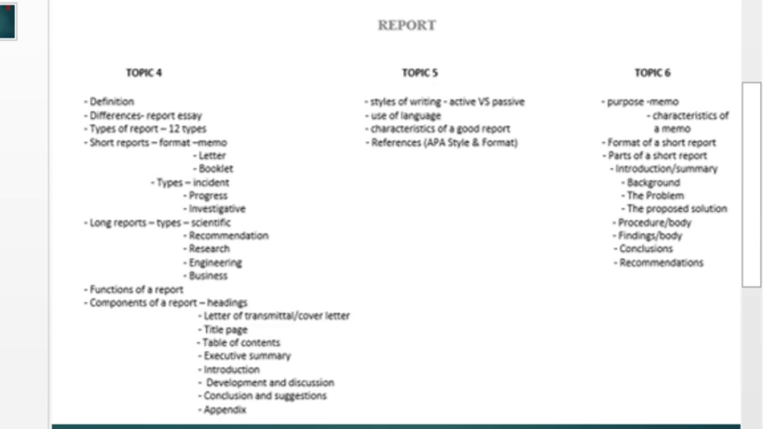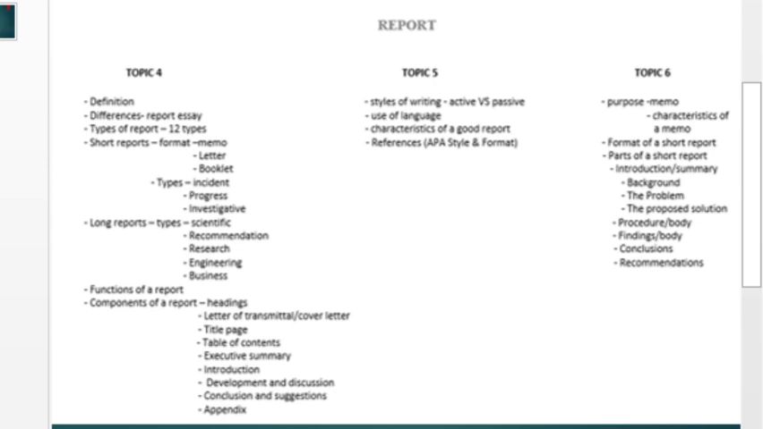And then the second component is the use of language, where you have to make sure that your language is not sophisticated, not very technical, so that the non-technical readers will understand. And also the third one is the characteristics of a good report, so that you would know how to form a very effective and a very good report.